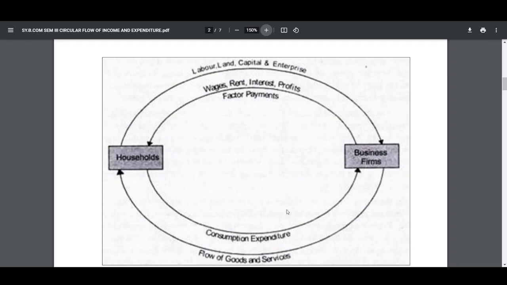And inner flow is known as money flow. In this, business firms are distributing returns to the factors, that is rent, wage, interest and profits, to the households or consumers, and the consumers spend money upon the goods and services, that is known as consumption expenditure. The money goes back to business firms. This is known as money flow.